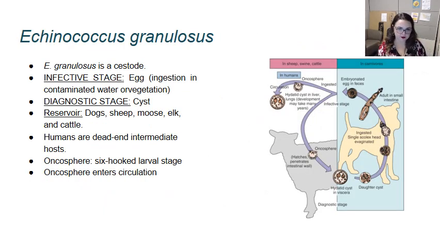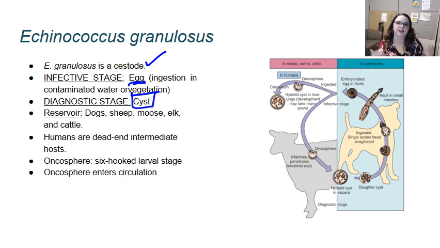Okay, Echinococcus granulosus. Like I said before, it's a cestode, i.e. tapeworm. Infective stage: egg. When you ingest contaminated water or vegetation that has the E. granulosus egg, that's when you're at risk, okay? Our diagnostic stage, though, is actually a cyst, okay? Where do we get it? So we are actually an accidental host of E. granulosus. It doesn't want to be in us. We are dead-end intermediate hosts in a life cycle that occurs naturally in lots of other animals. If E. granulosus gets into us, it can't finish maturing. It's just kind of frozen in time.